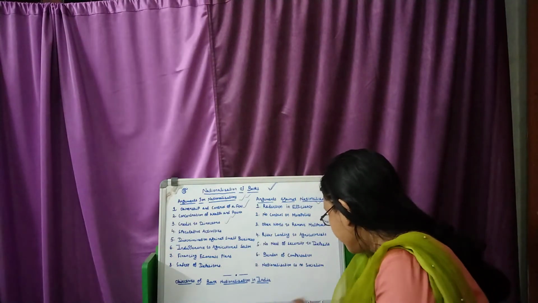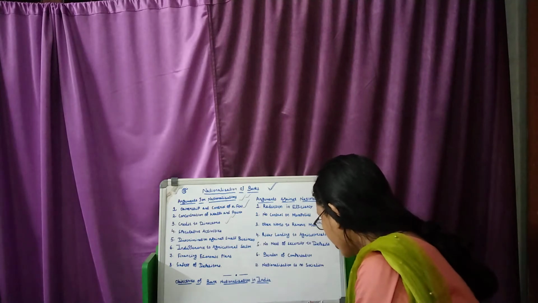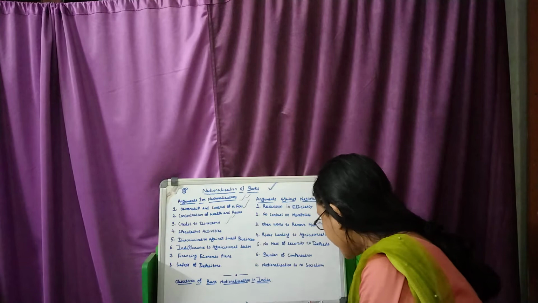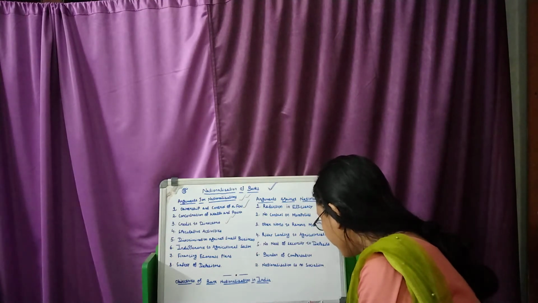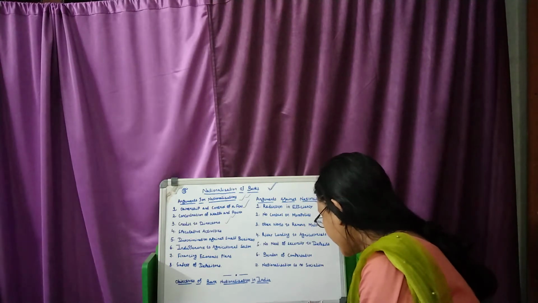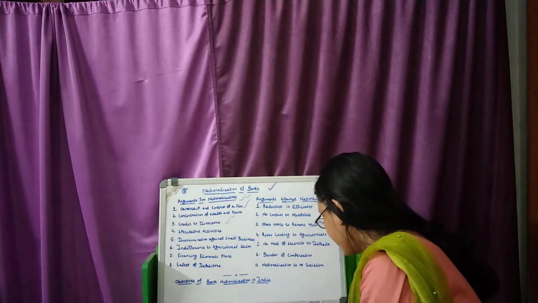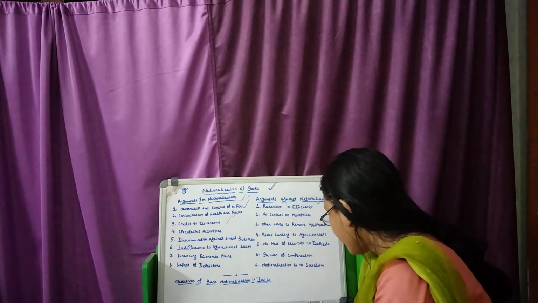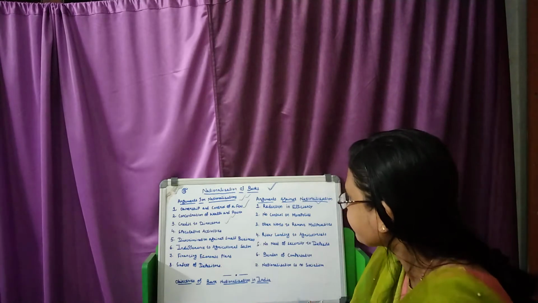Fourth, speculative activities. Okay. Previously, the funds of the banks were mostly used for hoarding and speculative purposes. Antisocial elements were able to receive bank loans to make large profits by creating artificial shortages of essential goods. Such misuse of bank resources would be controlled by the nationalization of banks.